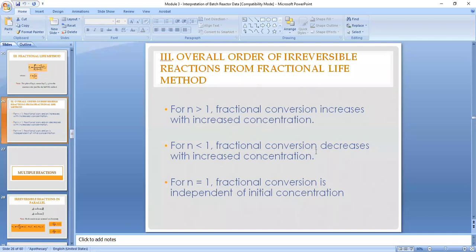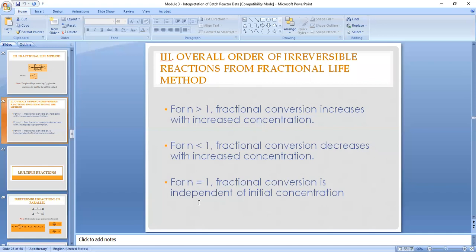So fractional conversion decreases with increased concentration. So we increase the concentration of our reactant, the fractional conversion decreases. When is this? When n is less than 1. This includes n values which are negative. Now, what about if the order of the reaction is really equal to 1 in the case of the fractional life method? Fractional conversion in this case is independent of initial concentration. So for orders of reaction which is equal to 1, it's just 1, your fractional conversion is not dependent on the initial concentration. Whether it's high, whether it's low, the fractional conversion is independent of it.